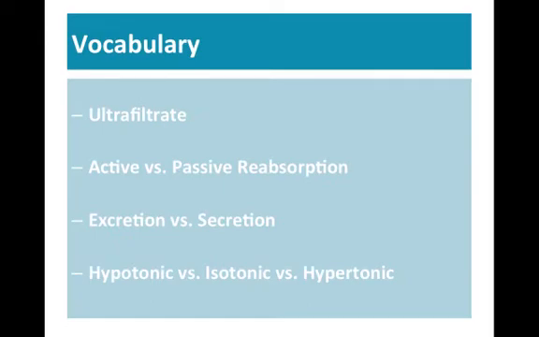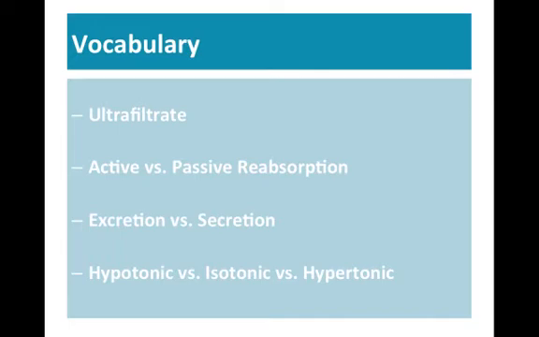Active and passive reabsorption are two processes that occur throughout the nephron, and basically they are mechanisms for the nephron to reabsorb certain things from the ultrafiltrate back into the blood. Active reabsorption differs from passive reabsorption in that active reabsorption requires energy, ATP, in order to reabsorb whatever it is reabsorbing, whereas passive reabsorption happens as it states, passively. It does not require energy.